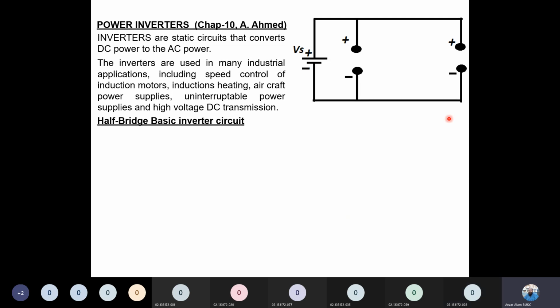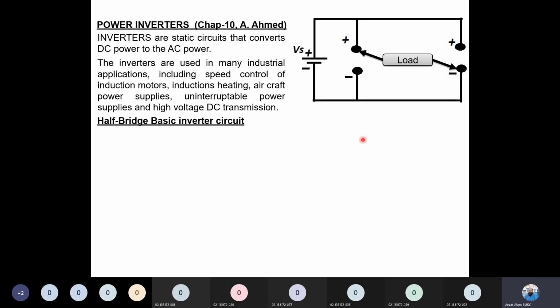The rest of the things are just the controlling of the base current or the gate current, the controlling of the devices, and the connections of the load. So this is the inverter circuit I showed you before, and this is very important. That's why I'm repeating this.